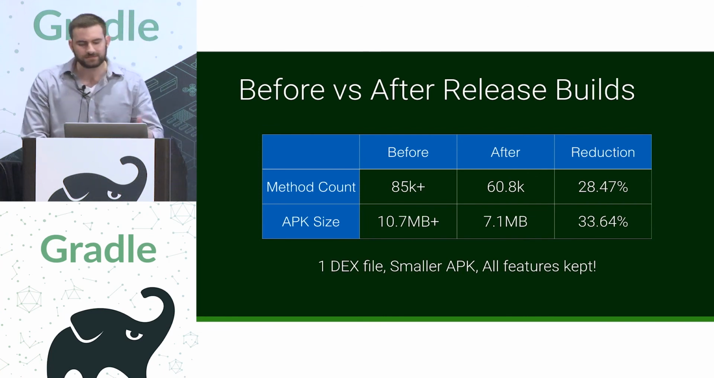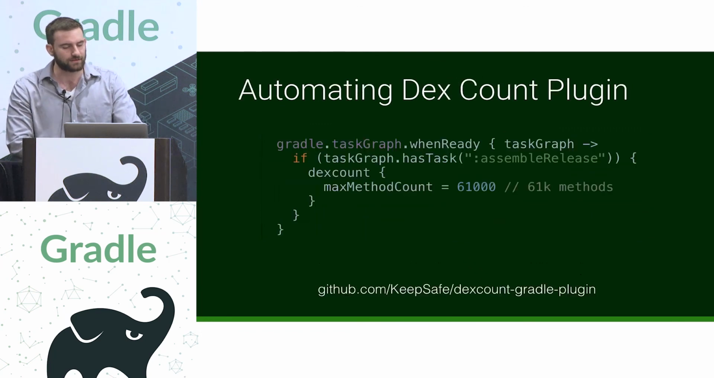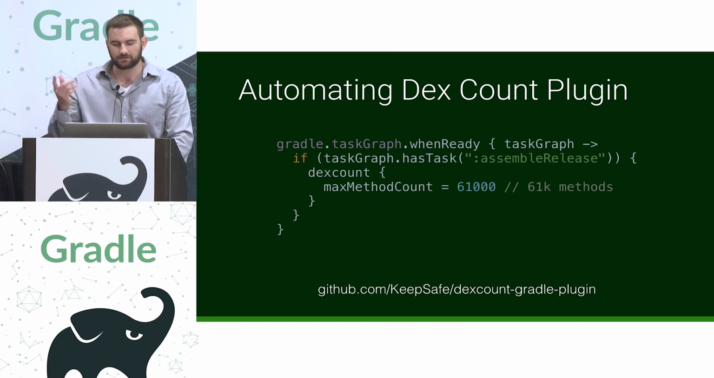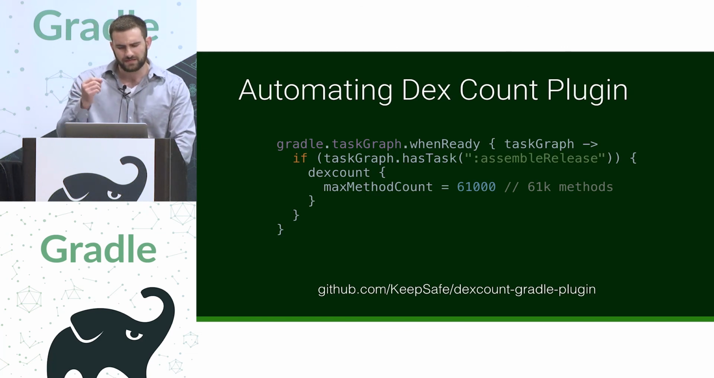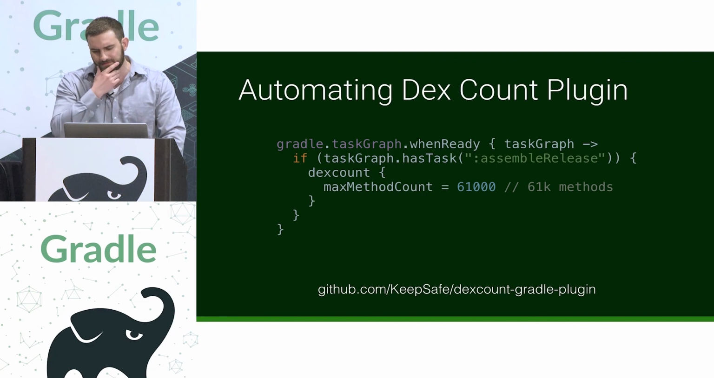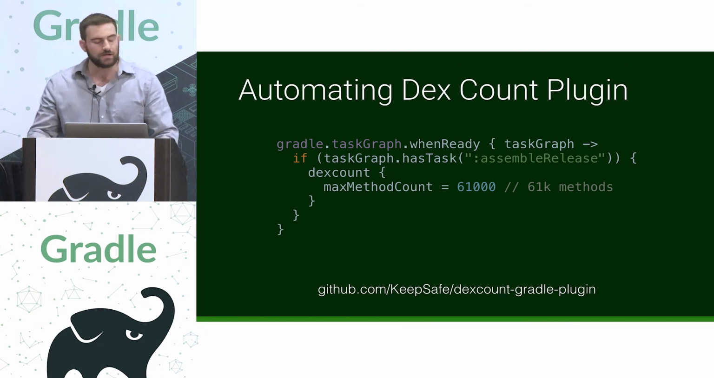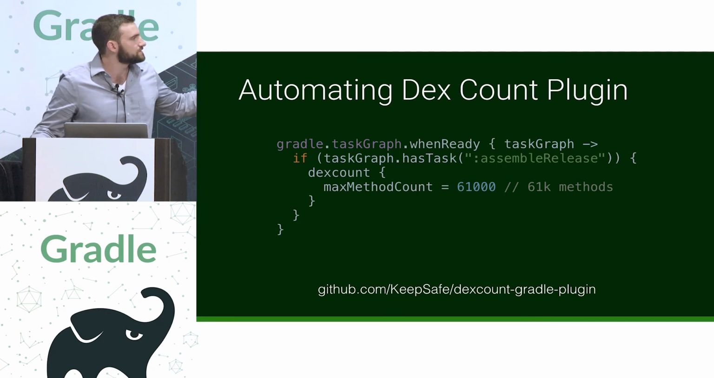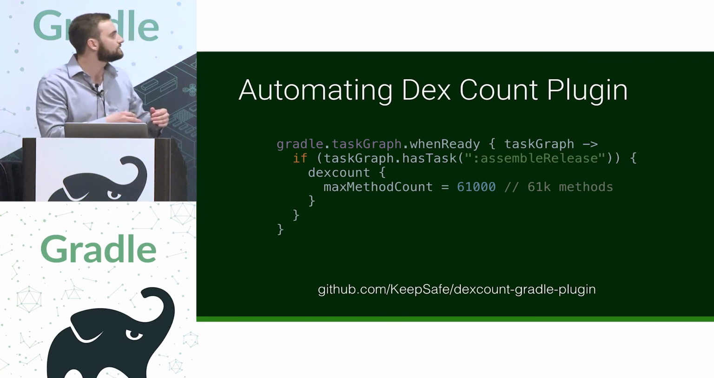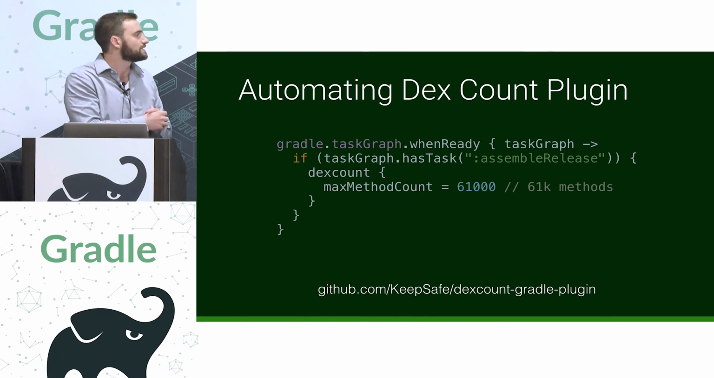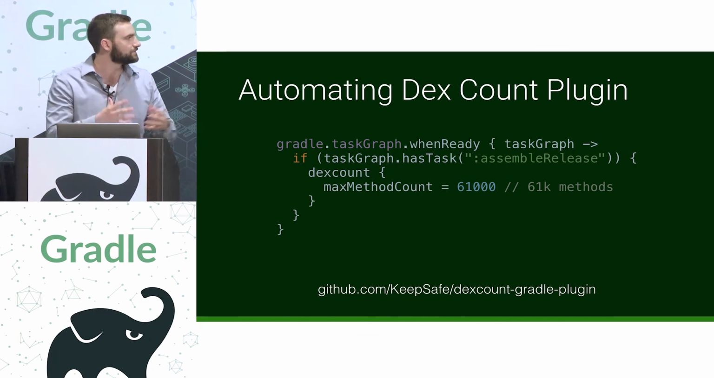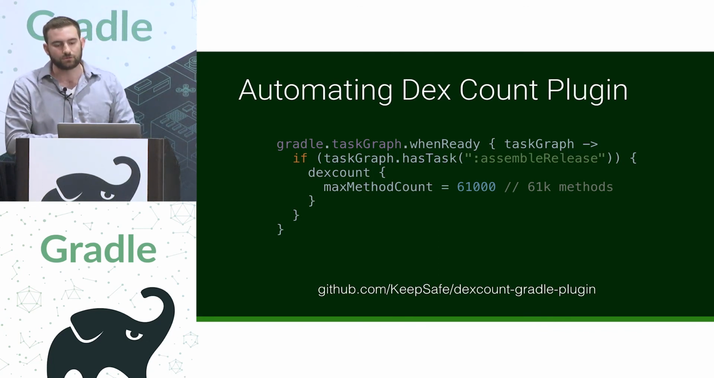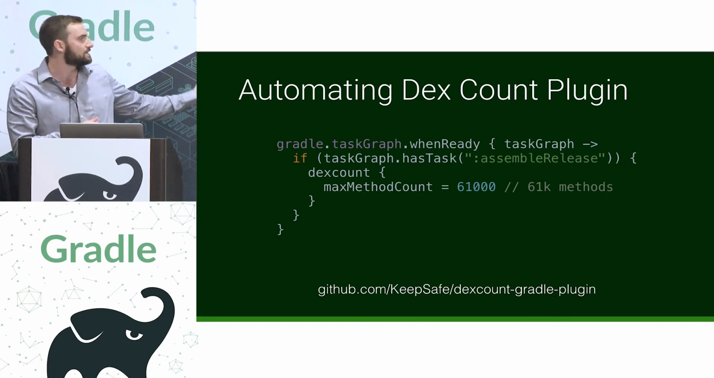So for the last couple slides, I want to go over automating these last two plugins. Here's a small code snippet that someone asked about in one of the JIRA issues. I believe it was either the KeepSafe DEX count or the Vanitex Gradle APK size plugin, but they're both very similar in the way they're written. Say you run Gradle assemble release, and you want to force your nightly builds or your health builds on your CI, or even your local builds, but hopefully you don't run assemble release often locally. You can force the build to break if you hit a certain number of methods.